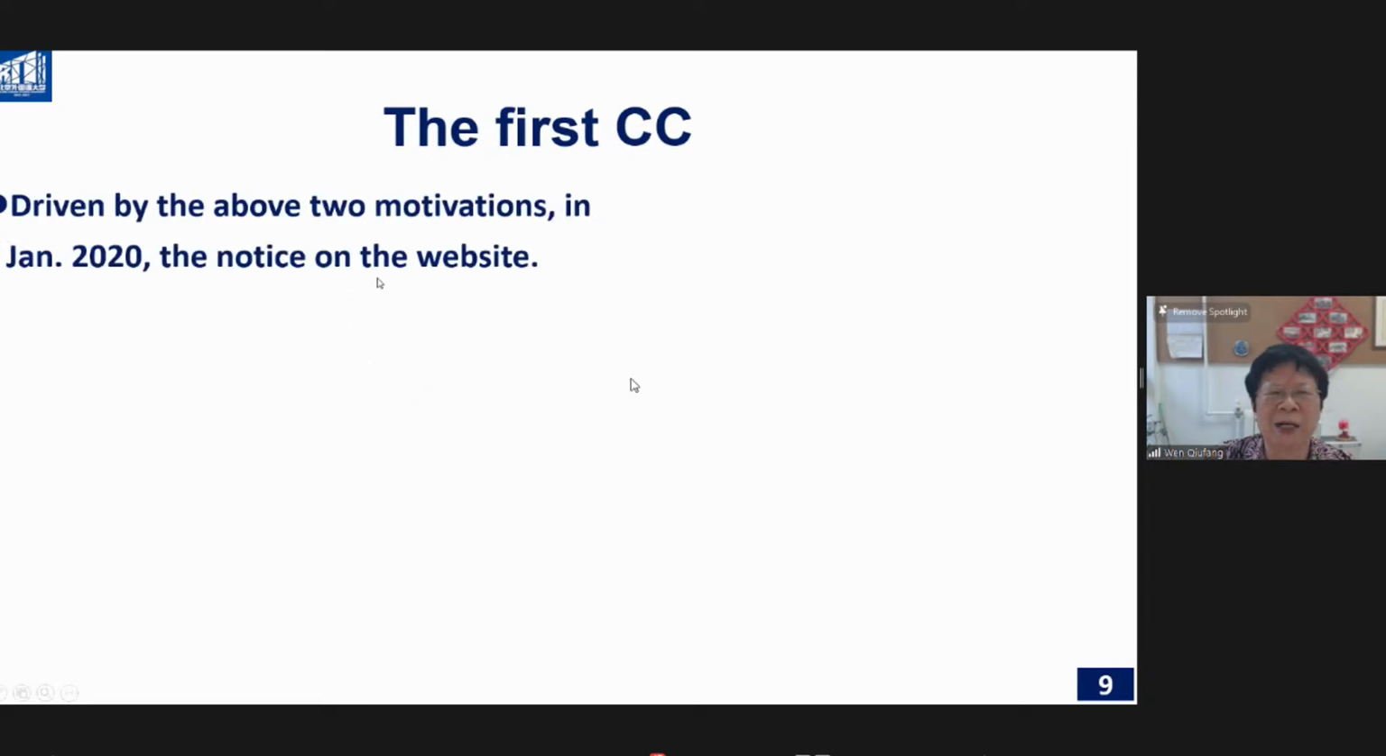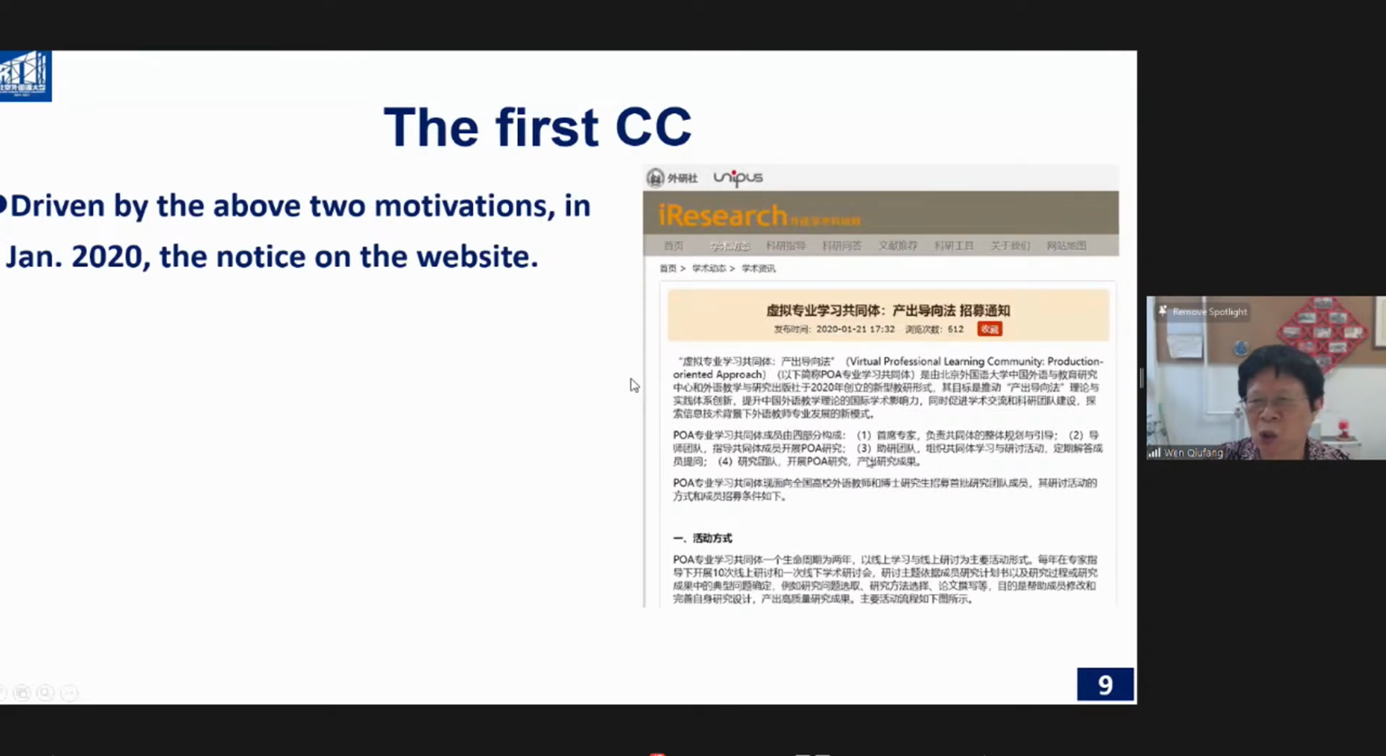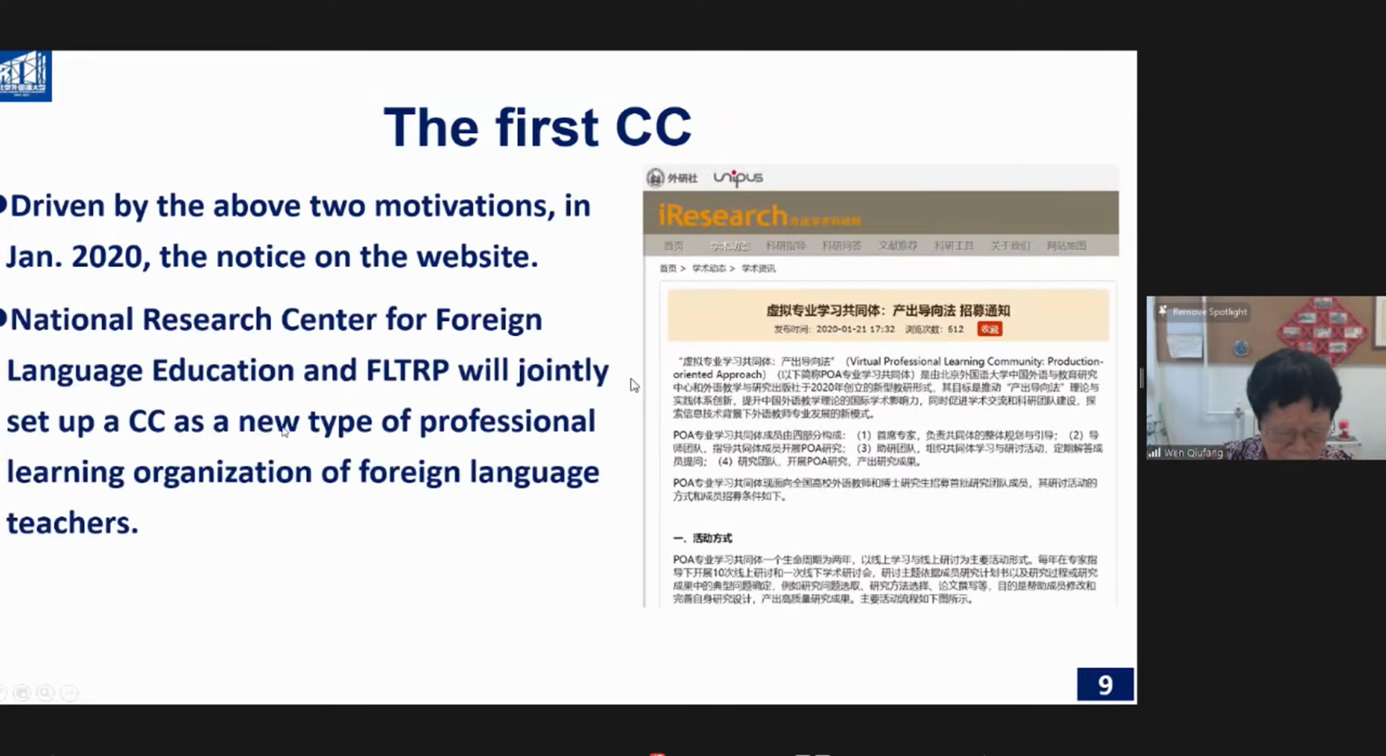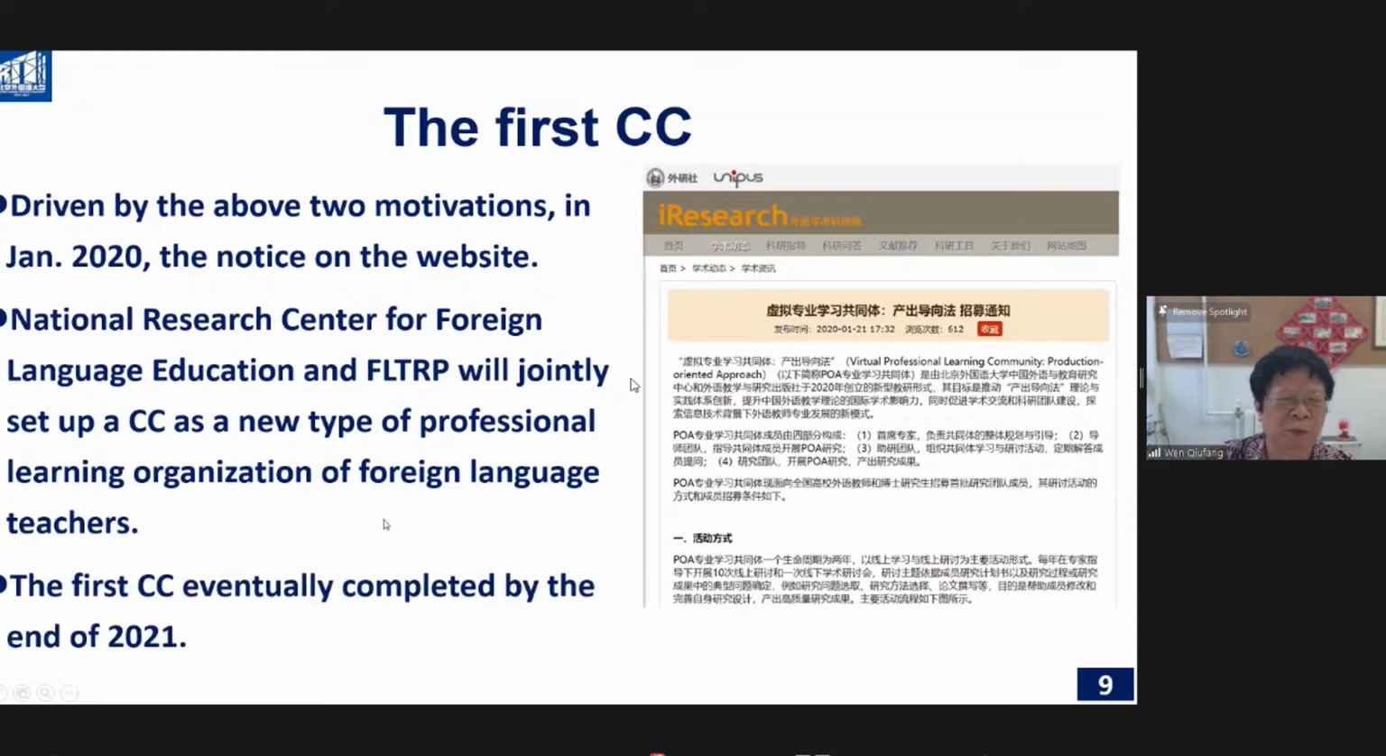Now, driven by the above two motivations, in January 2020, we put the notice on the website. We plan to establish the first CC. Now, this is a notice on the website. It says, National Research Center for Foreign Language Education and the Foreign Language Teaching and Research Press will jointly set up a CC as a new type of professional learning organization of foreign language teachers. And the first CC was eventually completed by the end of 2021.